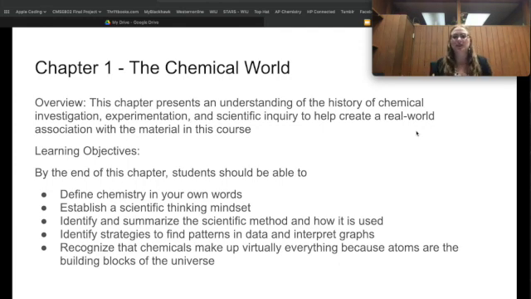This is a little bit of historical context, a little bit of information about investigation and experimentation, the scientific method is the deal here. By the end of this chapter, you should be able to define chemistry in your own words and establish a scientific thinking mindset. So how can we get our chemistry caps on? What can we do to think that one through?